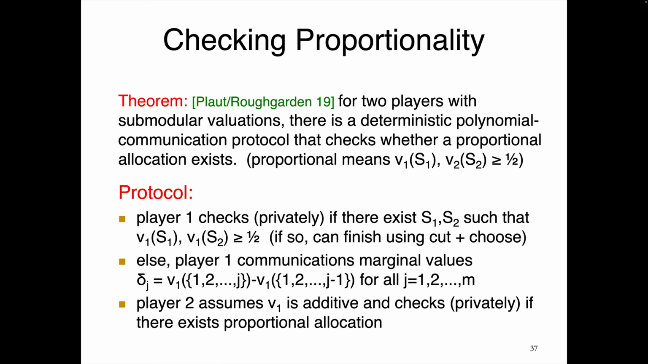So here, the communication cost is the clear part. It's clearly a polynomial communication protocol, but correctness is not so obvious. You have to think about correctness a little bit. In particular, we haven't used the submodularity assumption yet. So here's why it's true.